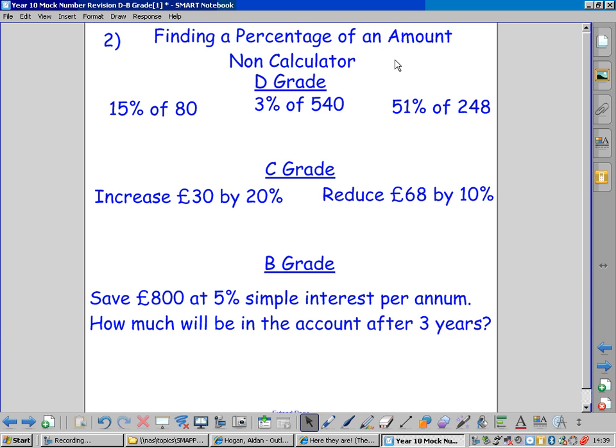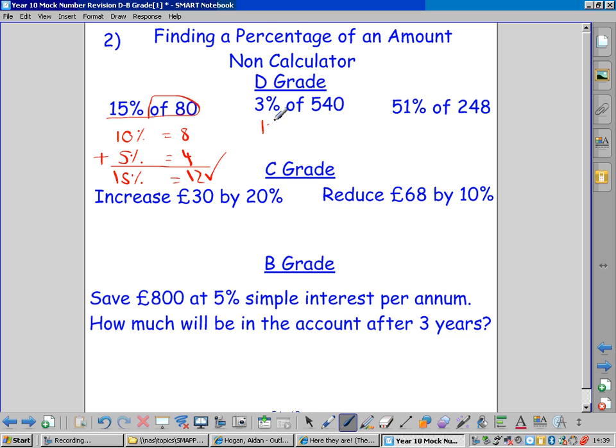Finding a percentage of an amount without a calculator is actually quite straightforward. To find 15% of 80, you find 10%, which is 8. You divide by 10. You halve the 10% to find 5%. Half of 8 is 4. You add them up. 15% equals 8 plus 4, which is 12. 15% of 80 is 12.